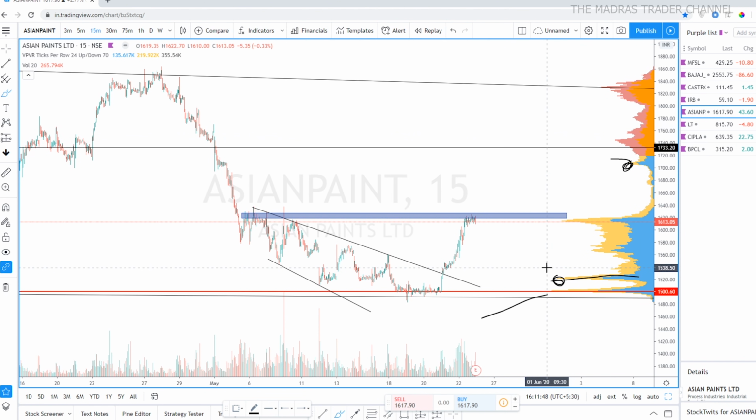So how do I trade? What information do I get from this volume profile? What information do I get, right? So this is a price action pattern.